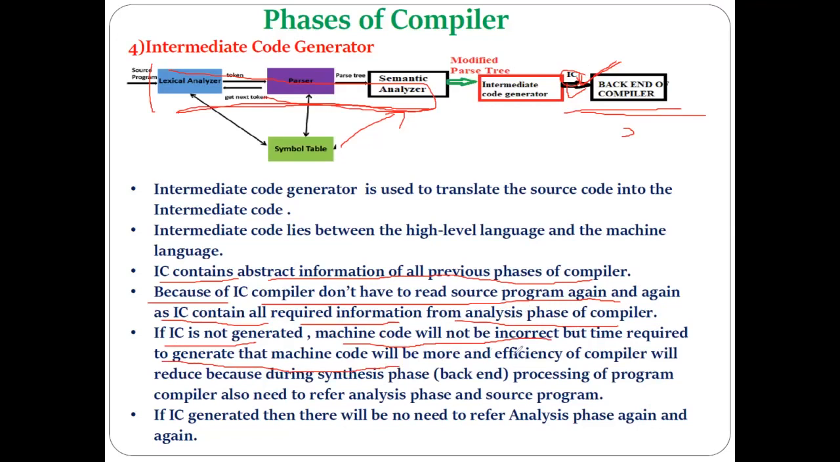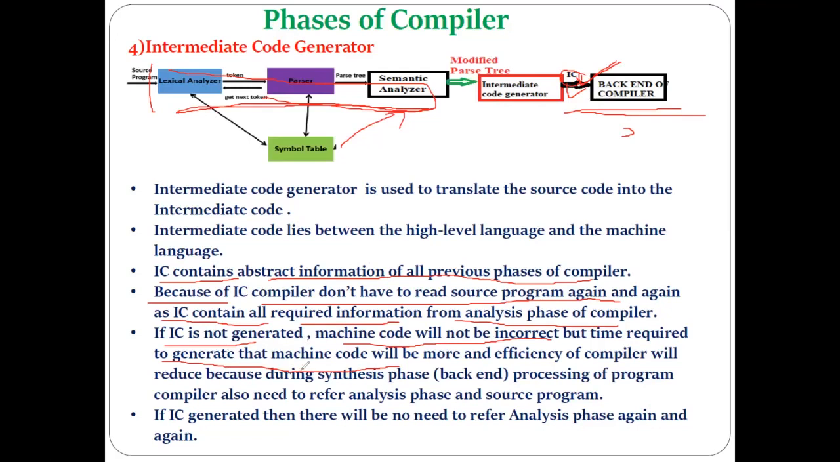Why will the time required to generate the machine code be more if the intermediate code is not generated? Because if the intermediate code is not generated, the compiler during code generation and code optimization has to refer to these previous phases again and again, and while referring to them, the time will be more. If the time has to be reduced during the compilation process, during the code generation process, then intermediate code has to be generated. That is the reason behind why the intermediate code needs to be generated.